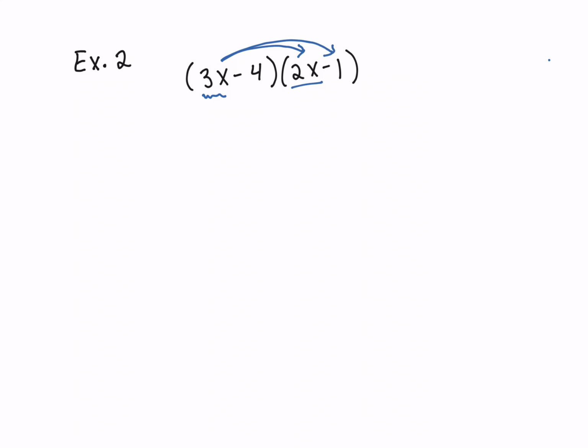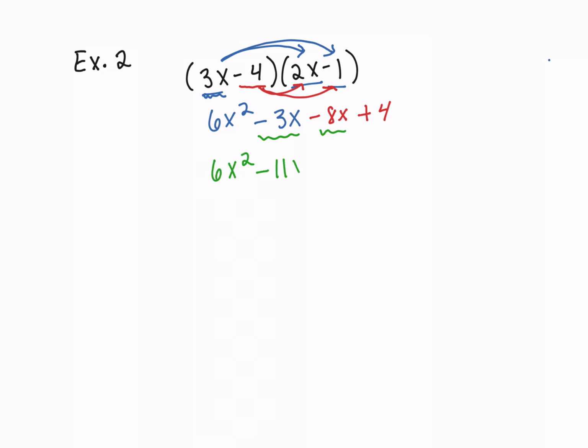So 3x times 2x would be 6x squared. 3x times negative 1 would be a minus 3x, making sure I'm careful about my sign. And then I'm going to do the same thing with negative 4. So negative 4 times 2x is minus 8x. And negative 4 times negative 1 is a plus 4. Again, just like almost every section in this class, the biggest mistake people make on these are with sign errors, so just be careful. So then I'm going to combine like terms. The only two terms that are like terms are the ones with the x's. This becomes 6x squared minus 11x plus 4. And that is my final answer.